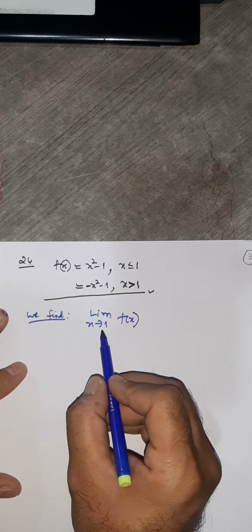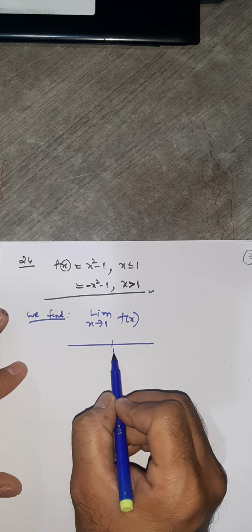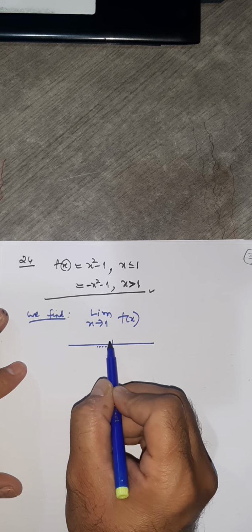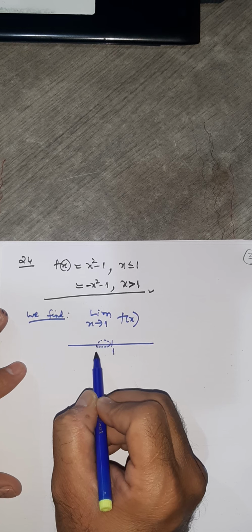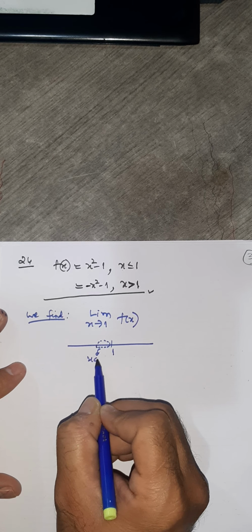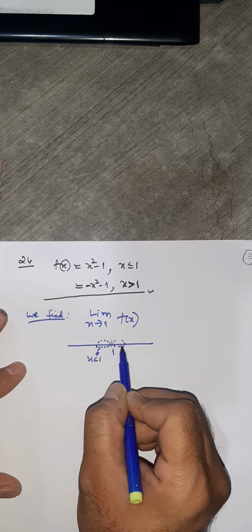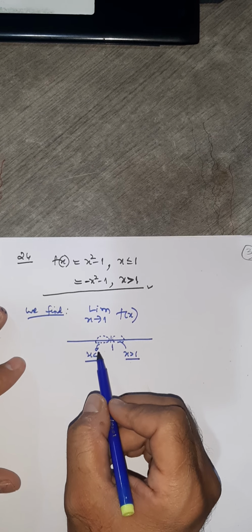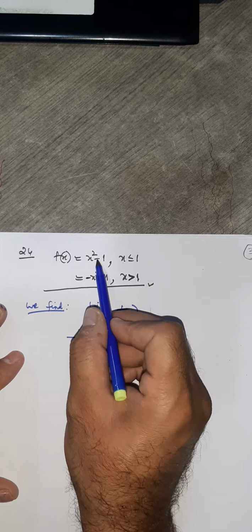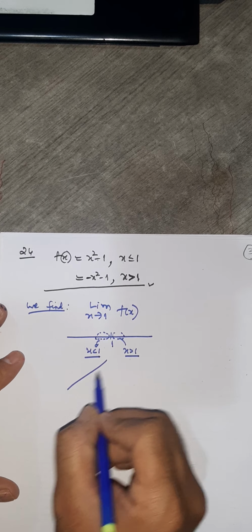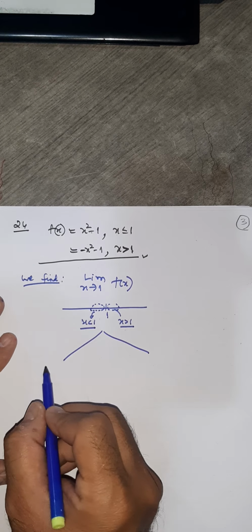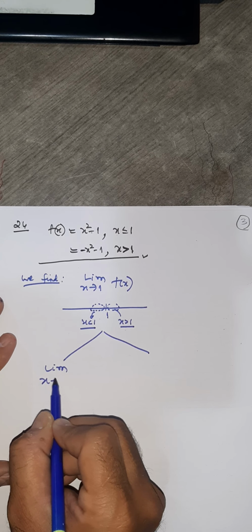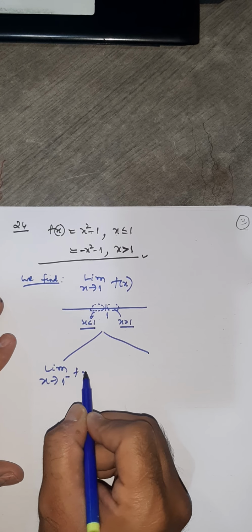So, you are taking the limit close to which number? 1. So, for some values on the left hand side, x is less than 1. Here, x is less than 1. If I choose these values, x is more than 1. More than 1, less than 1. So, you have two different expressions. So, what do I need to evaluate? LHS and RHS limit here. Limit x tends to 1 from the left of f(x).